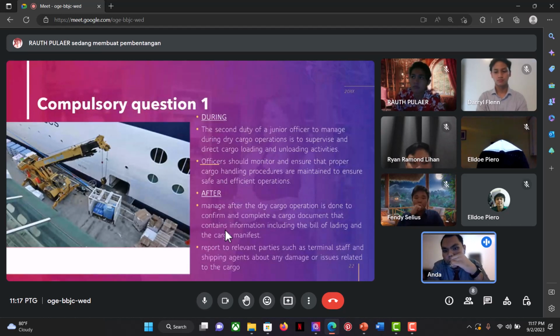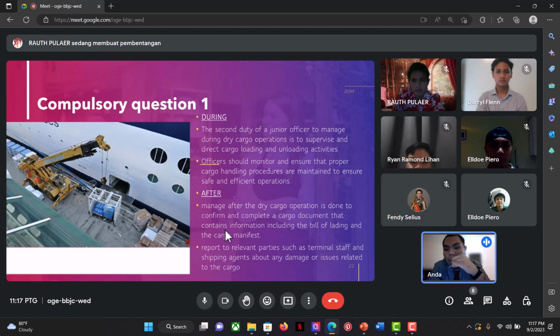And for the part during, the second duty of a junior officer during dry cargo operation is to supervise and direct cargo loading and unloading activities. Officers should monitor and ensure that proper cargo handling procedures are maintained to ensure safe and efficient operation.